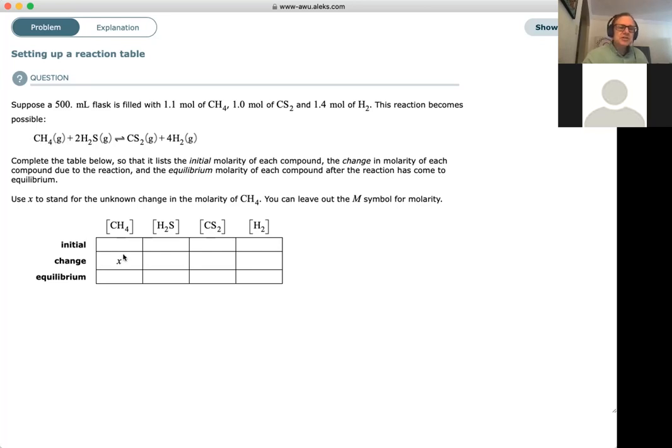So that's why the change on the CH4 is positive, because if the H2S is 0, the reaction is going to go to the left. And so you're going to get positive X on the reactant side. And then you'll have negative X on the product side. Okay. So let's take a look at this one.